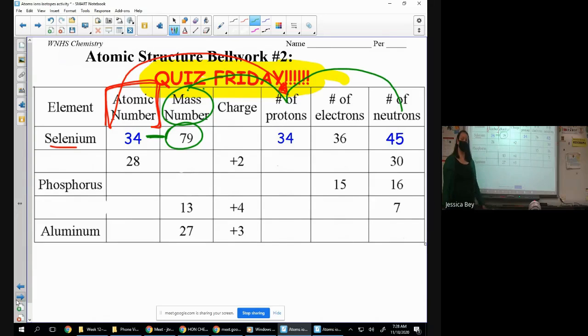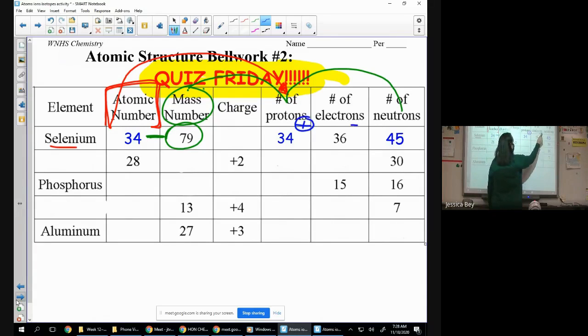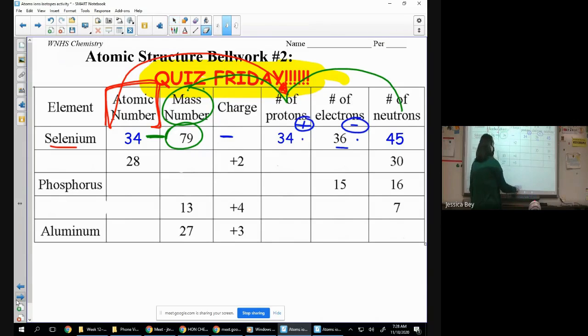Then we have the last thing. If I got one question yesterday, I got this: I don't know how to do electrons and I don't know how to do charge. When you're thinking about charge and electrons, the only things that have charge are protons, which are positive, and electrons, which are negative. So when you're doing charge, you simply look at which one you have more of. Do I have more negatives or more positives in the selenium? I have more negatives. How many more negatives do I have? 2.